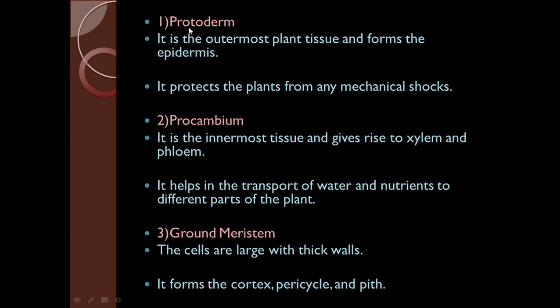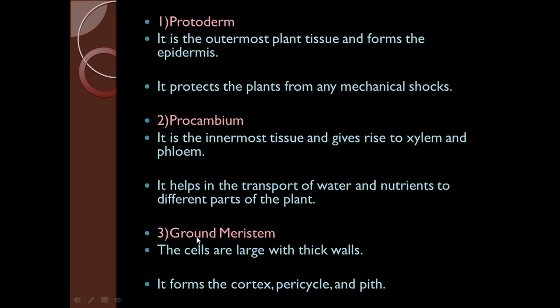Protoderm meristem, the outermost plant tissue, forms the skin or the outermost layer of the plants, which is known as epidermis. It protects the plants from any mechanical shocks. Second is the procambium. Procambium is the innermost tissue and it gives rise to xylem and phloem. Procambium helps in the transport of water and nutrients to different parts of the plants.